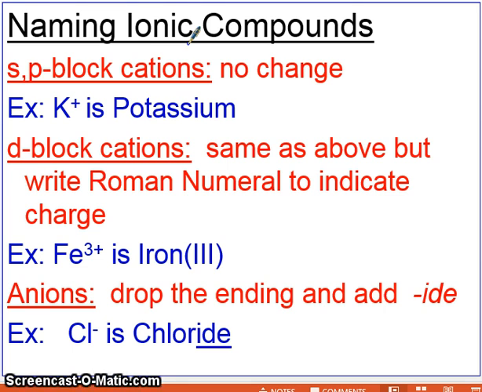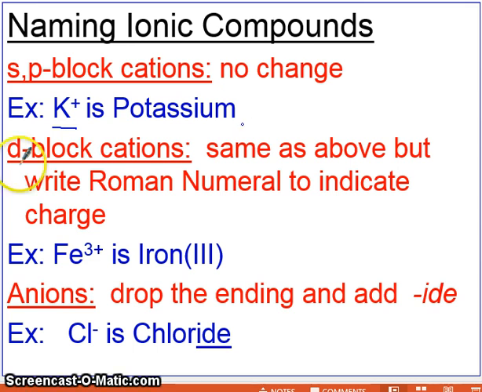So here are the rules. If the cation, remember this is the positive ion, comes from the S and P block, there is no change. So potassium comes from the S block. You simply call it potassium. This is the first part of the name. Remember that ionic compounds have two parts, a cation and an anion.